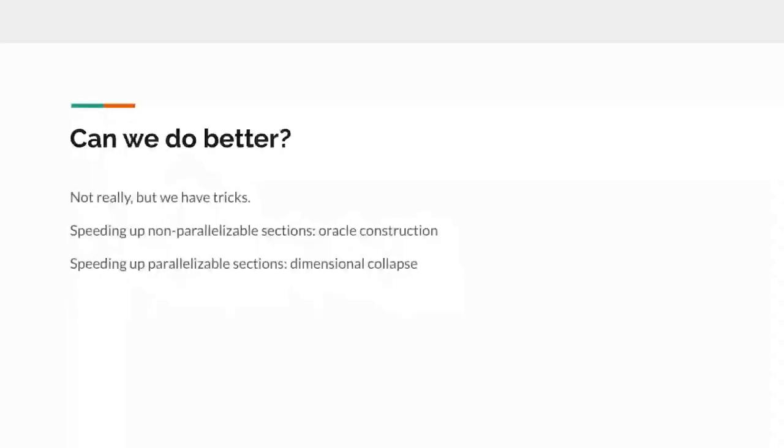However, can we do better? Not really, but we do have tricks. So for speeding up non-parallelizable sections, we have oracle construction. For speeding up parallelizable sections, this gets into our first trick that we will discuss, dimensional collapse.